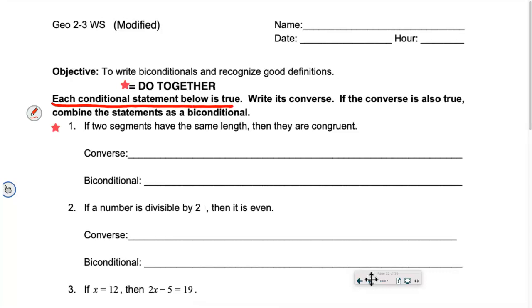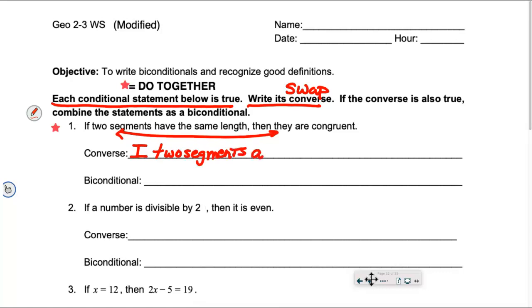True. Sweet. Write its converse. All right, so let's go do that first for this star problem. Converse swaps the if and the then. So I'm going to say if, but I'm going to swap these two out. So what's my subject? Two segments. But I'm not going to say have the same length. I'm going to swap it and say are congruent. Let's use a symbol for that. Okay? That'll save us some writing. If two segments are congruent, then they have the same length.